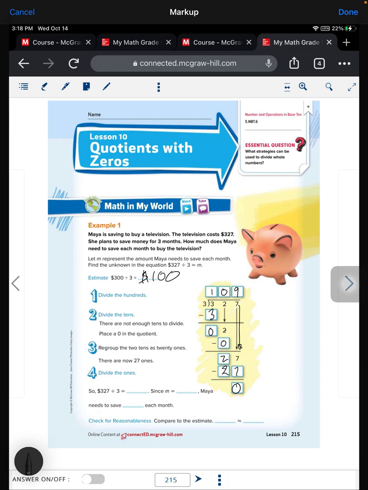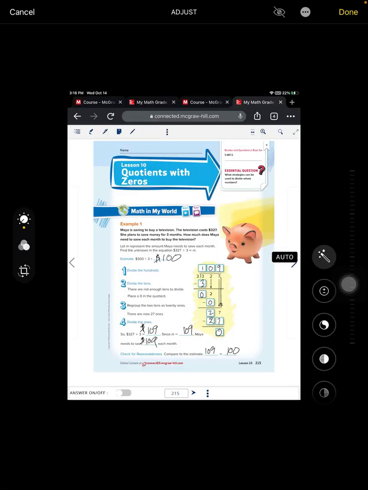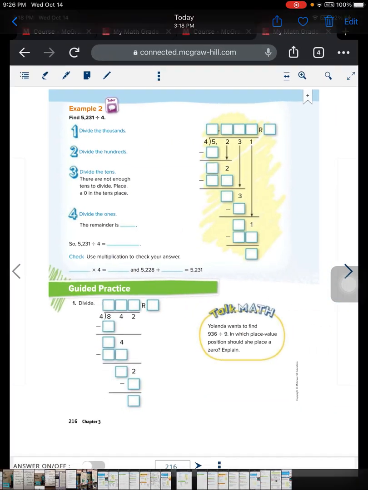So, since 327 divided by 3 is 109, M equals 109. Maya needs to save $109 each month. And we can compare it to our estimate. We have 109 compared to 100. I think our estimate was pretty darn close. All right, next page.